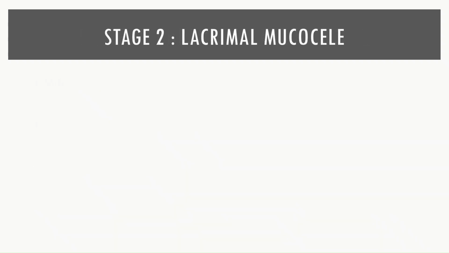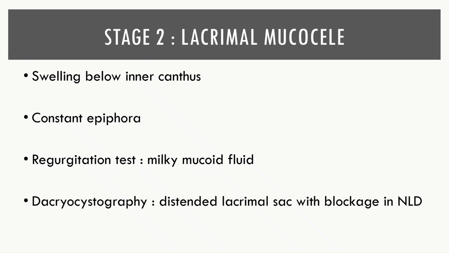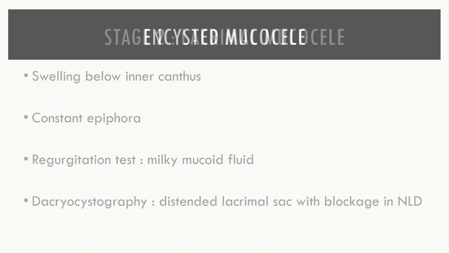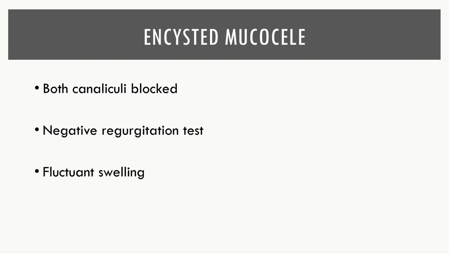Stage 2, lacrimal mucocele. In this stage, chronic stagnation causes sac distension, producing a swelling below the inner canthus. It is characterized by constant epiphora. Regurgitation test gives milky mucoid fluid, and dacryocystography shows a distended lacrimal sac with blockage in the nasolacrimal duct. When both canaliculi are blocked, an encysted mucocele forms and regurgitation test becomes negative. It is characterized by a fluctuant swelling.